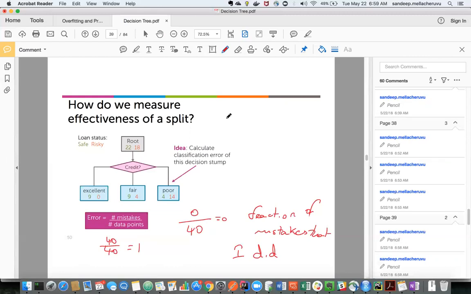So if you are getting an error equal to 1, then you are not doing any proper split at all. The split is completely wrong. And if your error is equal to 0, you are getting pure nodes. All you are getting is pure nodes. Is it clear so far?